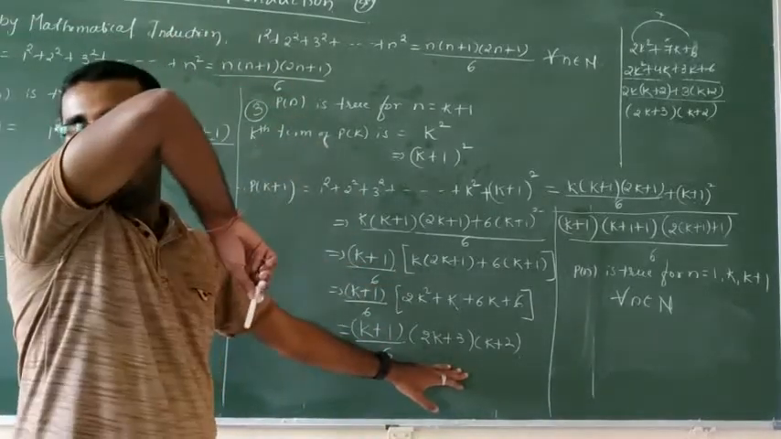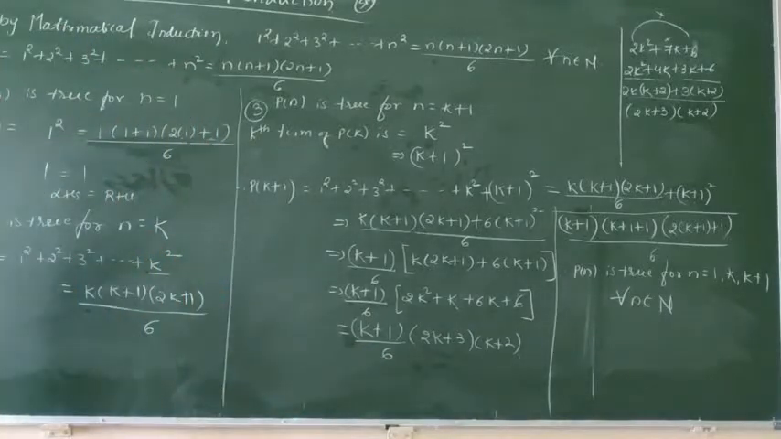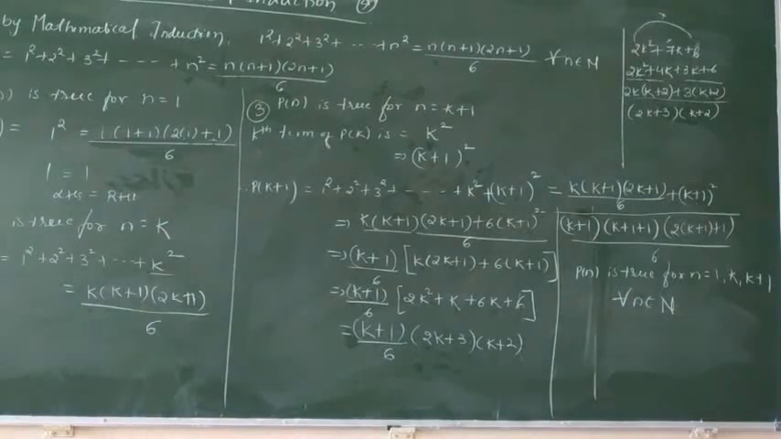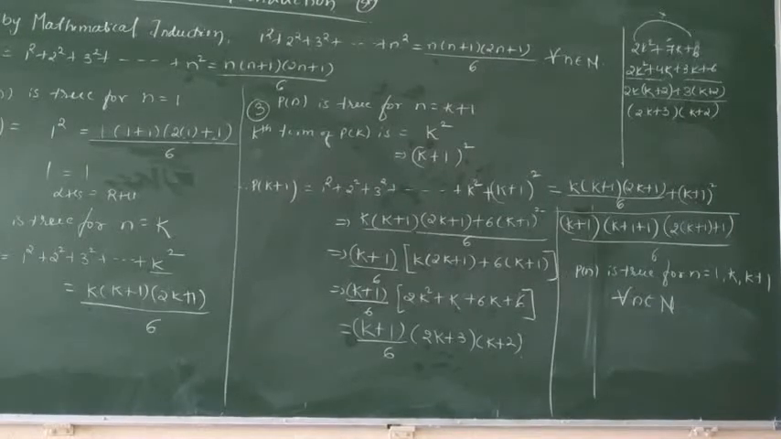Getting? We can say that it has tallied. And the last step is like, P of n is true for all n, for n equal to k plus 1, for all n belonging to N. So this is the answer.